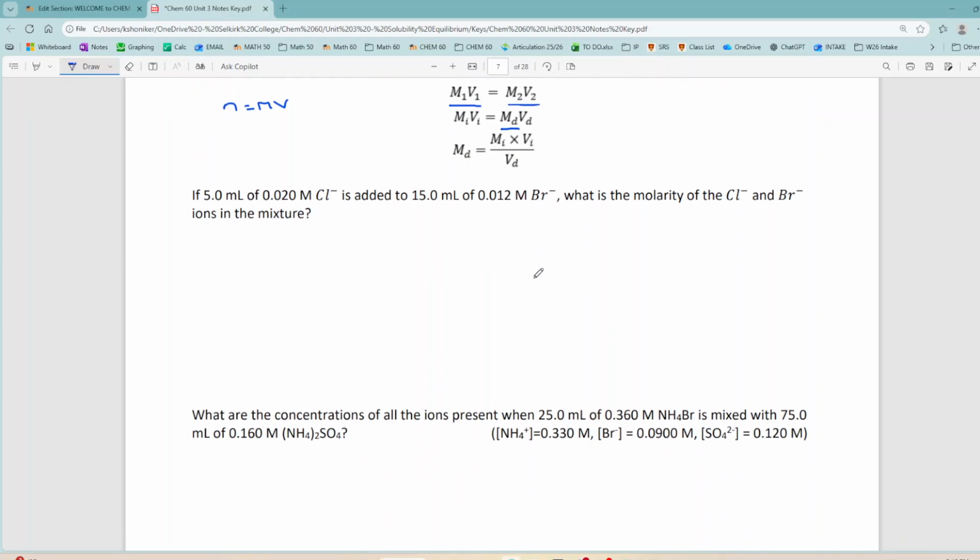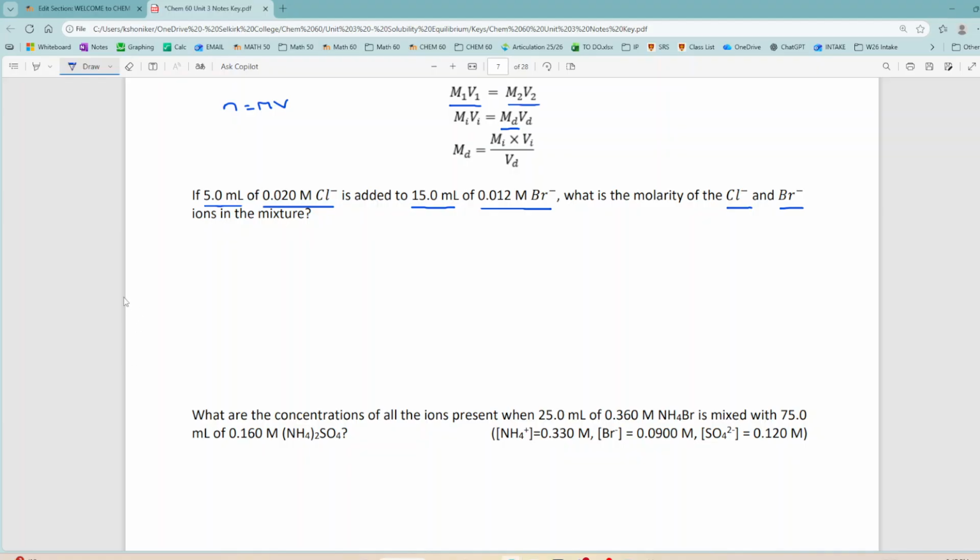What we're going to look at is something like: if 5 mL of 0.02 molar chloride is added to 15 mL of 0.02 molar bromide, what is the molarity of the chloride and the bromide ions in the mixture? Now, this is not a real scenario. This is a warm-up. You never just add ions. You'd have to add ions as part of a solution, but we're just going to pretend so that we can do some simple calculations.